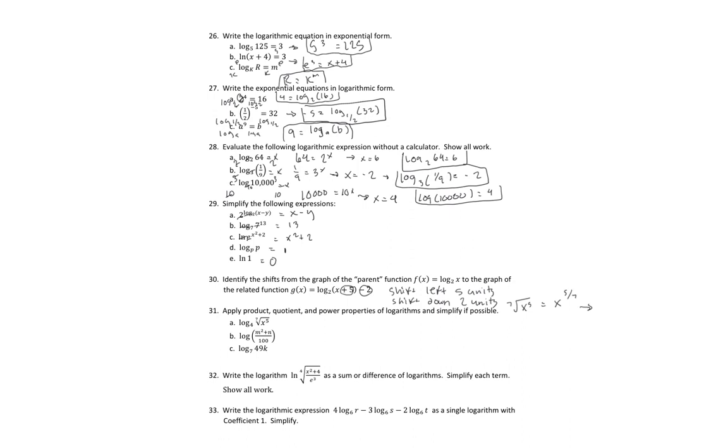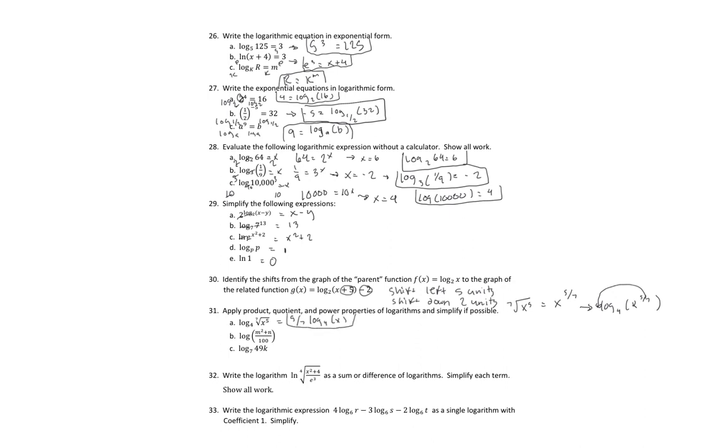Which gives us log base 4 of x to the 5/7. And we know that if we have something to an exponent in a log, then we can take that exponent and bring it out front and multiply it by the log, right? So our simplified version of this is going to be 5/7 times log base 4 of x.